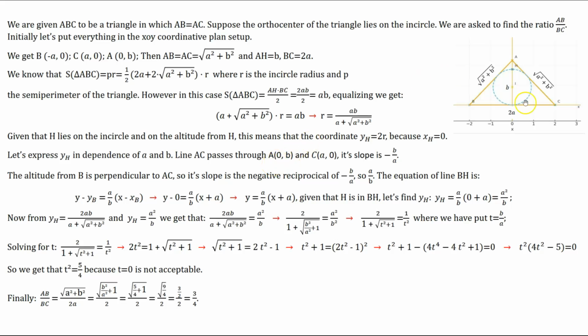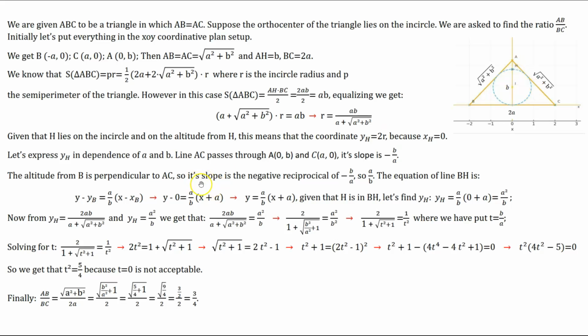Through point A, which has coordinates 0 and B, and through point C, which has coordinates A and 0. Its slope, in this case, will be equal to minus B divided by A. Now, we know that the altitude from B is perpendicular to AC, and it passes through the orthocenter. So the altitude from B also passes through H and is perpendicular to AC.